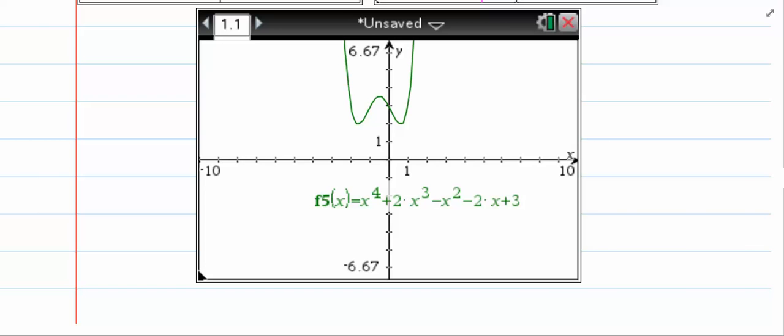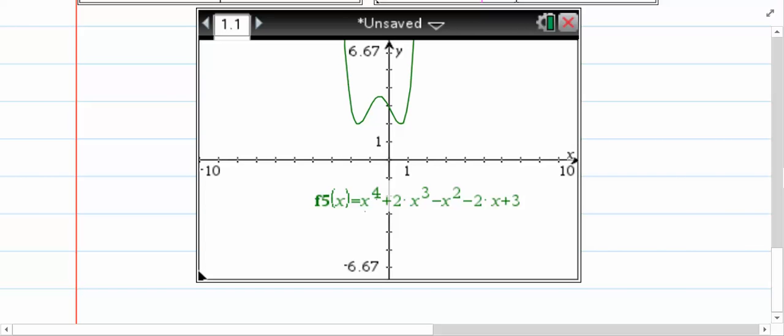We'll finish with this last sketch today. x to the fourth power plus 2x cubed minus x squared minus 2x plus 3 produces this shape. And again, this degree, this power of 4, should give you an indicator of how this graph will look.